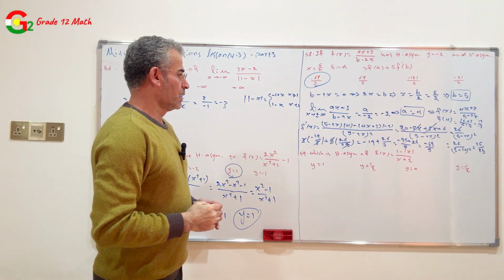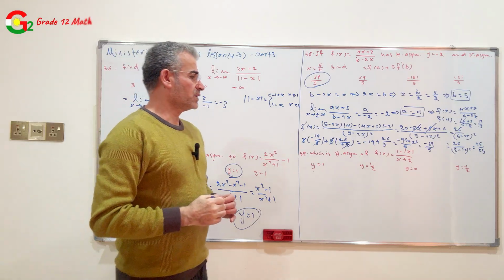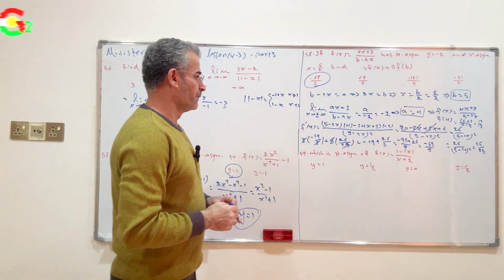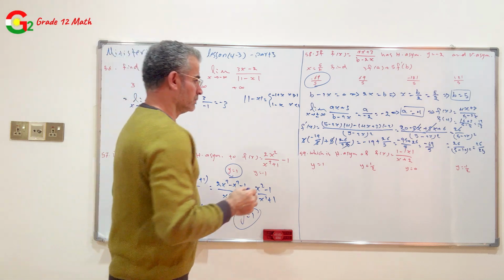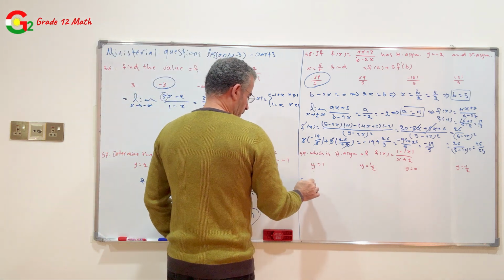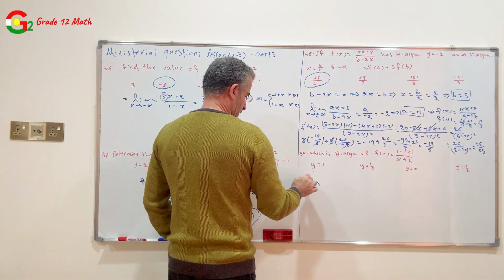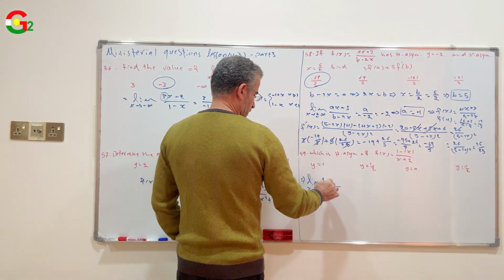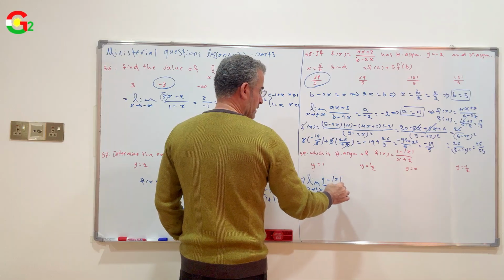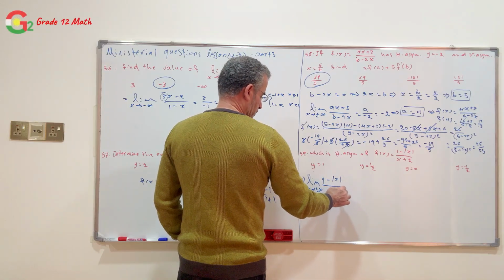Question number 59. Which is the horizontal asymptote of the function f of x equals (1 - |x|) over (x + 2)? Find the limit when x approaches positive and negative infinity for this function, (1 - |x|) over (x + 2).